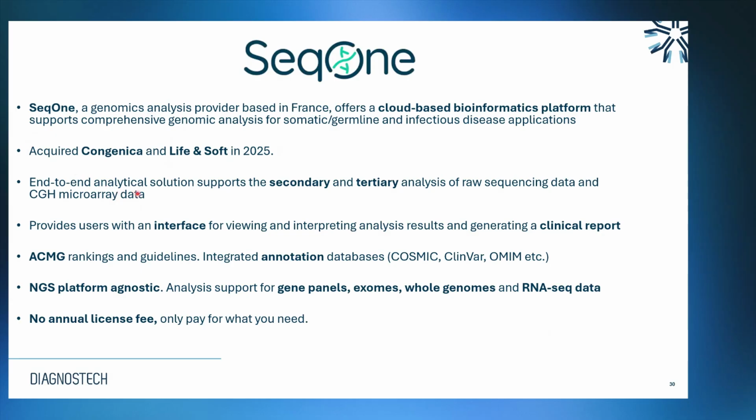They support both secondary and tertiary analysis of raw sequencing data and CGH microarray data. Again, this means we can start from a FASTQ file to do variant calling and clinical interpretation, or if you already have a VCF file and you just want to nail down a pathogenic variant, then you can run only the tertiary analysis.